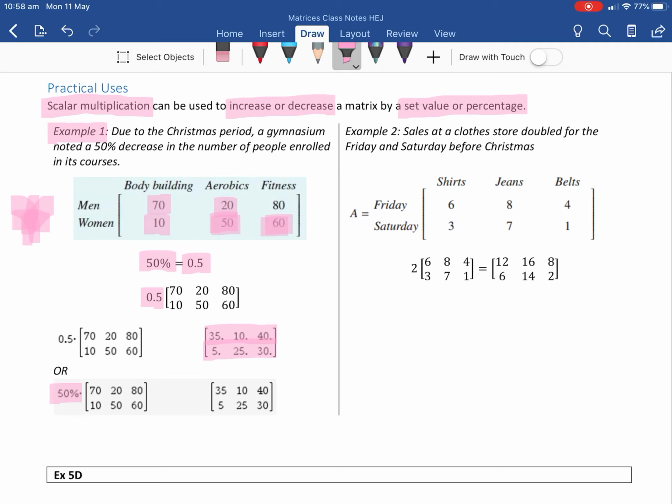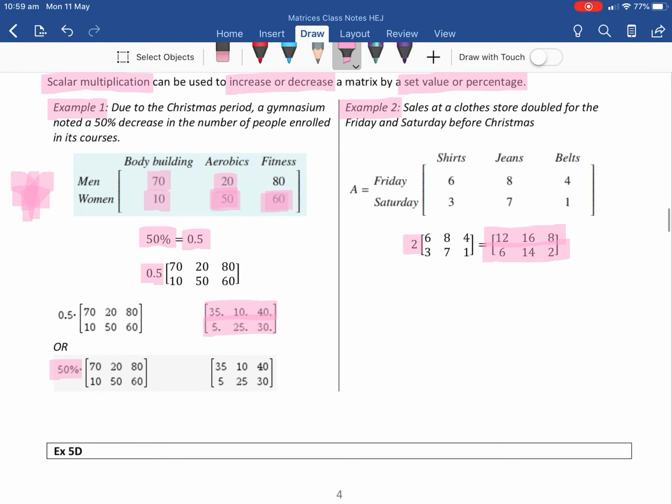Okay, and just another example. So you might have sales at a clothes store doubled for Friday and Saturday before Christmas. So obviously doubling means you multiply by 2. So you're going to multiply this matrix by 2. So for Christmas, the Friday and Saturday before, that's how many people are buying shirts, jeans and belts on the Friday and Saturday. Okay, so you should now be ready to do exercise 5D.